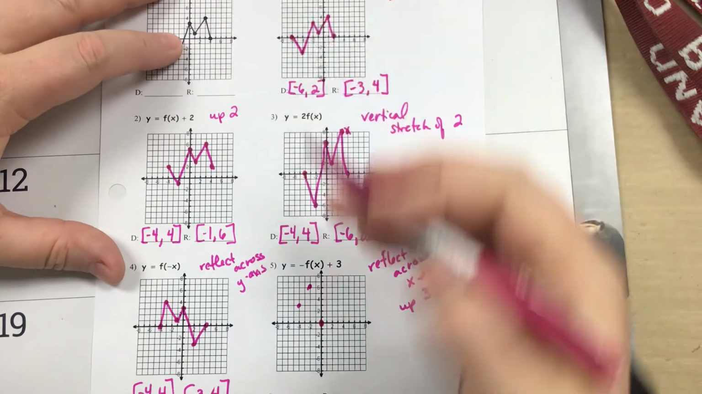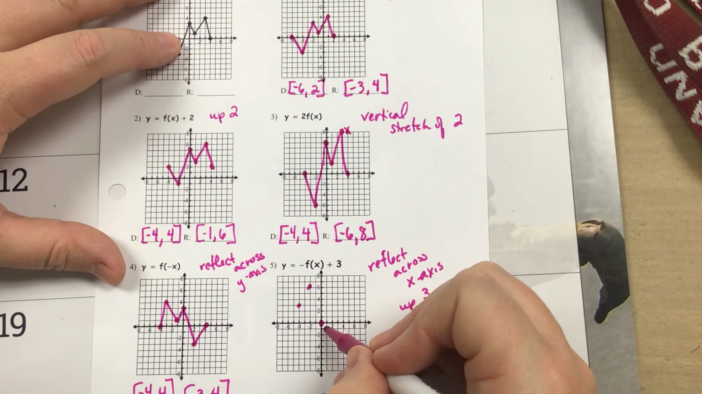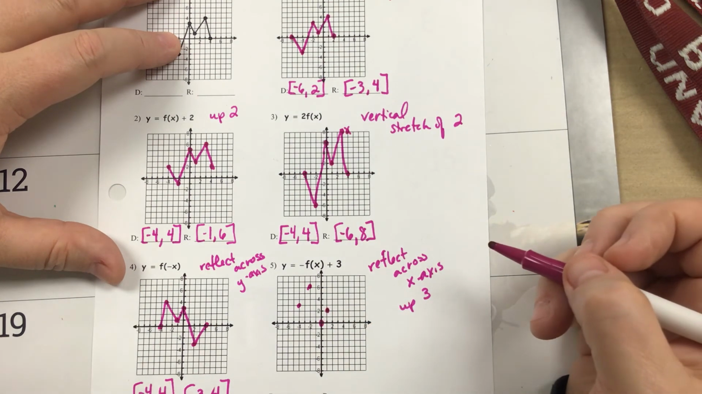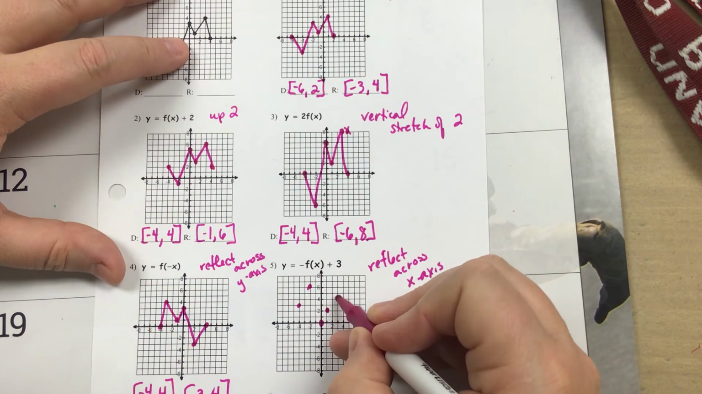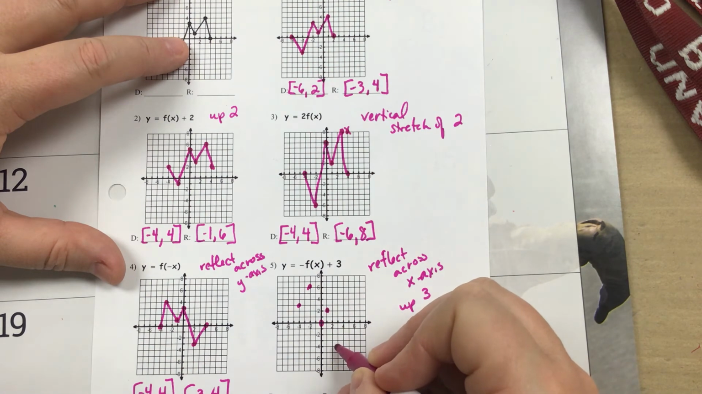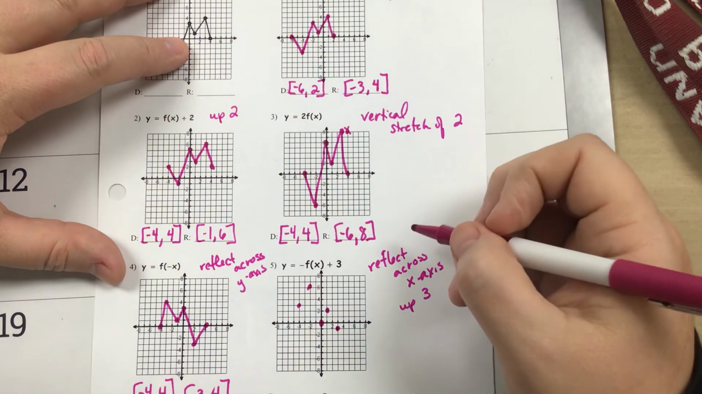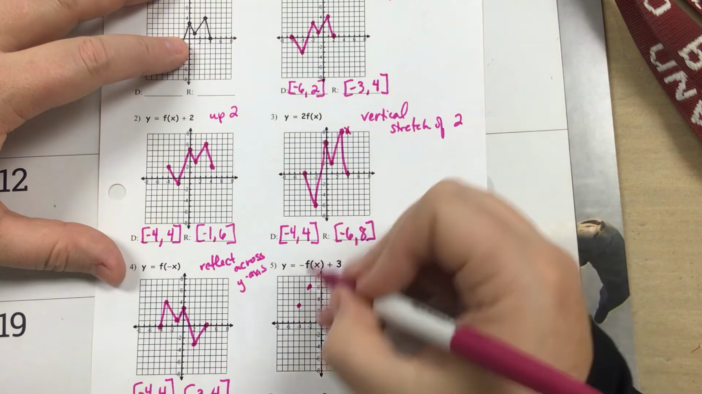My next point was 1, 1. If I reflect it across the x-axis, I'm going to be at 1, negative 1. And then if I go up 3, 1, 2, 3, I'm right there. Continuing on, my next point was 3, 4. If I reflect it across the x-axis, we're going to be at 3, negative 4. And then shift it up 3, 1, 2, 3, I'm right here. And then last point is 4, 0. If I reflect it across the x-axis, it doesn't move. And then if I go up 3, 1, 2, 3, there's my point.